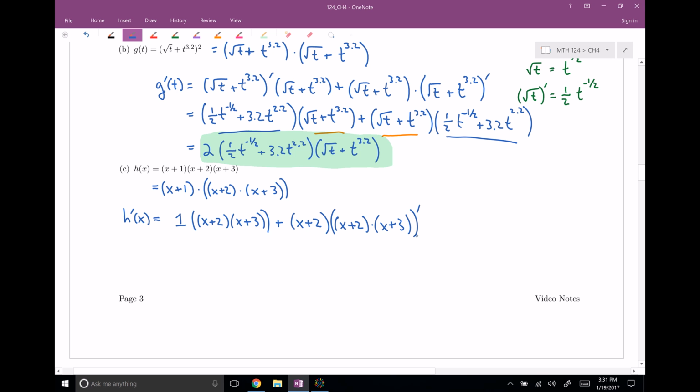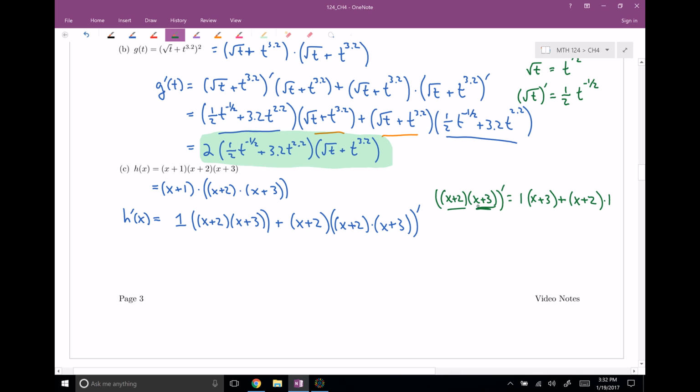And now at this point right here, this is where I'm going to use the product rule again. So I'm going to pull it off to the side here and figure out the derivative of x plus 2 times x plus 3. In order to do that, I'm going to use the product rule. So it's going to be the derivative of the first, which is 1, times the second, x plus 3, plus the first, x plus 2, times the derivative of the second. The derivative of the second is again 1.